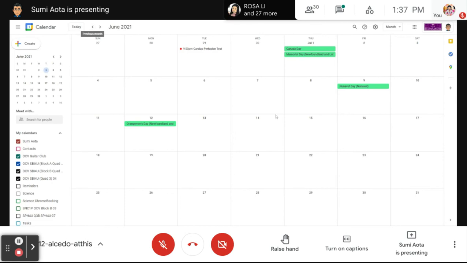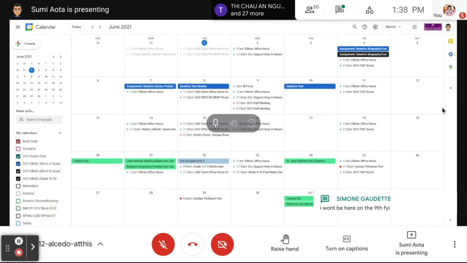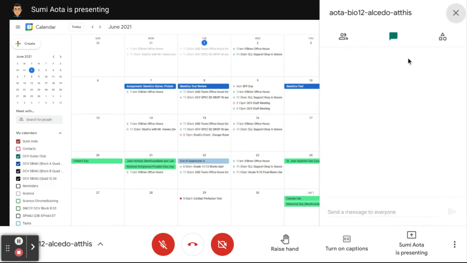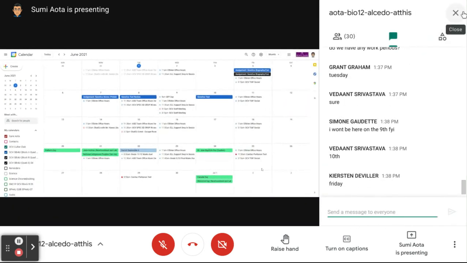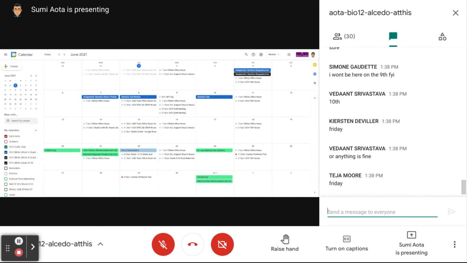So the question is, when do you want your unit test? Same day, the 10th? Tuesday, the 8th. So Grant says Tuesday. I'm not sure what Vedant is saying sure to. The 9th is a BFF day, so there will be nothing going on anyways.